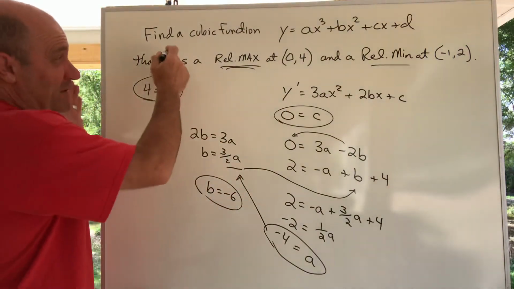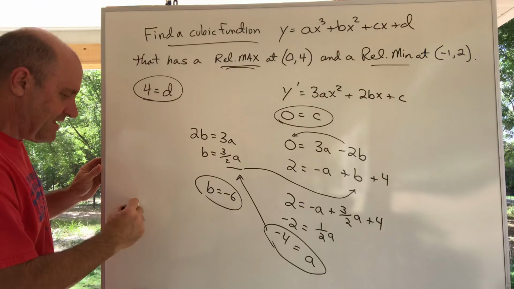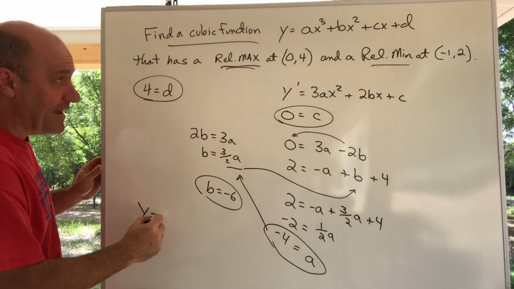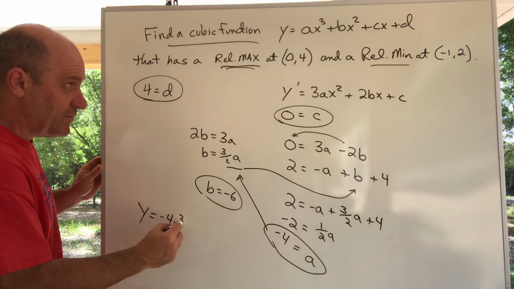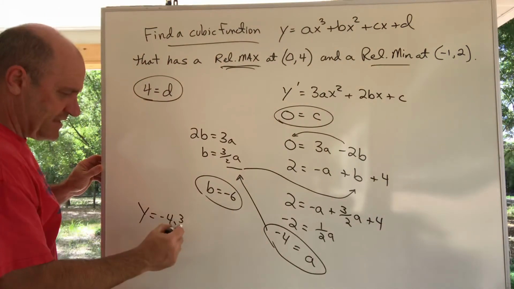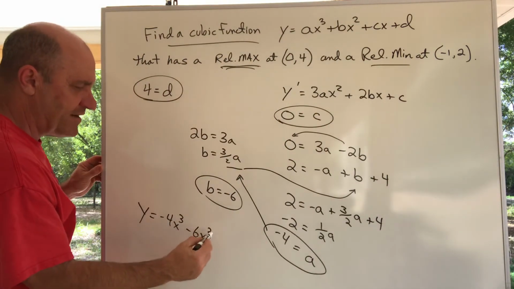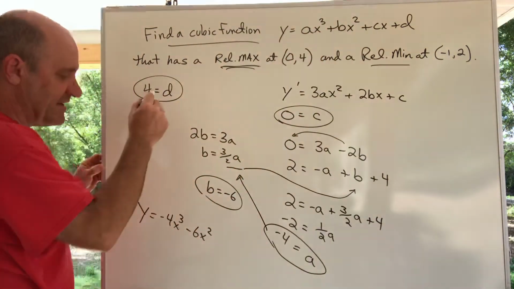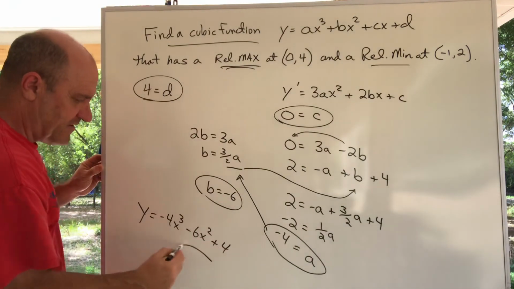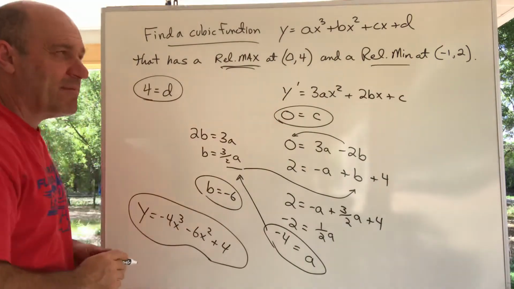And so they wanted me to find the function. Technically, this is my answer. -4x cubed, because that's a. b is -6x squared. c is 0 and d is 4. This is the function that meets these requirements.